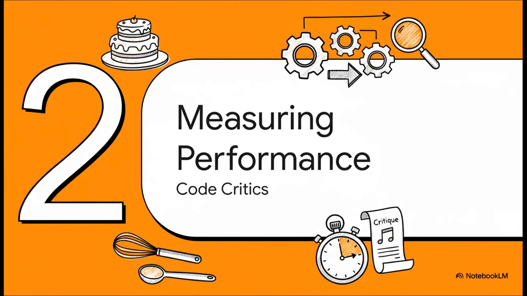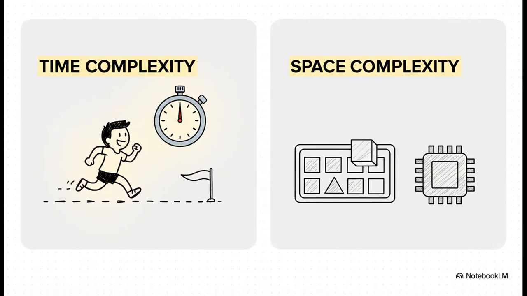But just like in the kitchen, not all recipes are created equal, right? One recipe for a cake might take 20 minutes, another might take 3 hours. So we need a way to measure and compare our digital recipes. We have to become like performance critics for our own code. And we basically measure performance in 2 main ways.